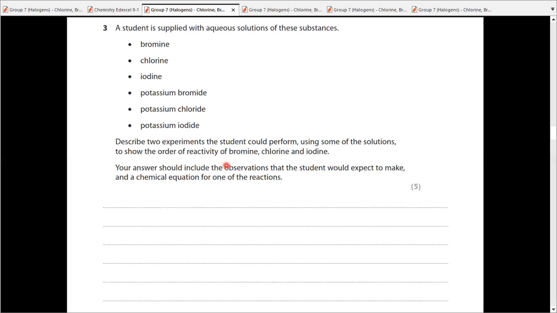So chlorine has a pale green appearance, right? And potassium iodide, iodine has gray solid. But when we're going to use a solution, what would happen?